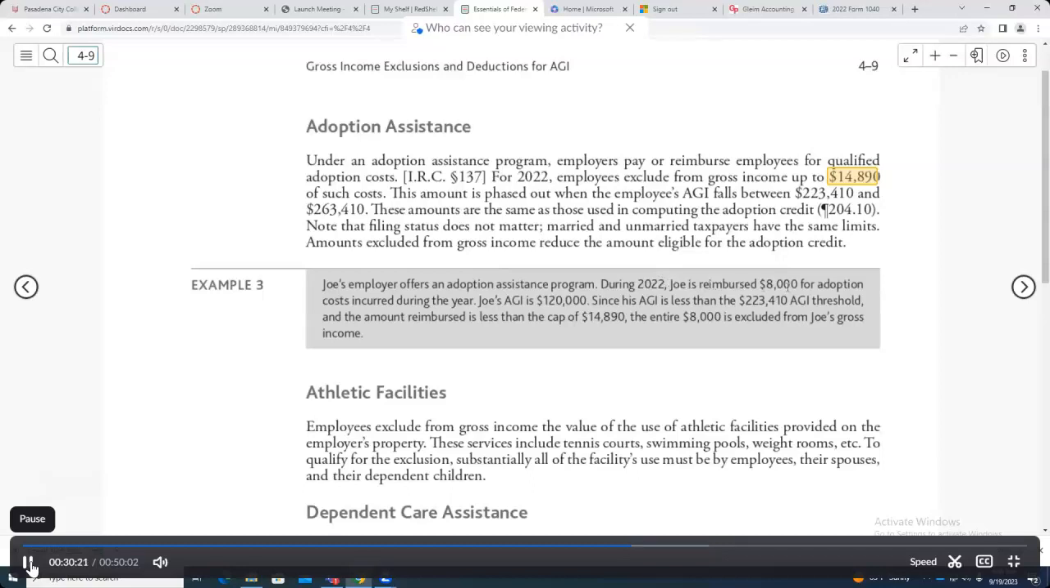During 2022, Joe is reimbursed $8,000 for adoption costs incurred during the year. Joe's AGI is $120,000. Since his AGI is less than the $223,410 threshold, and the amount reimbursed is less than $14,890, the entire $8,000 is excludable from taxes. Again, this has to be offered to everyone, not just executives.